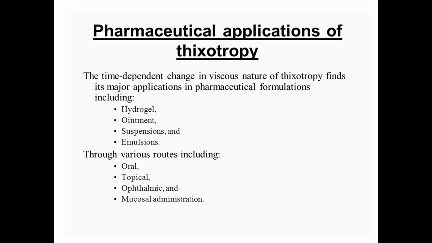So today we discussed the non-Newtonian systems: plastic flow, pseudoplastic flow, and dilatant systems. What is plastic flow? What are pseudoplastic and dilatant systems? Then we also discussed thixotropy, anti-thixotropy, factors affecting them, and at the end the pharmaceutical application of thixotropy. Now all the terms, concepts and principles related to non-Newtonian systems should be understood by all the students. Thank you.